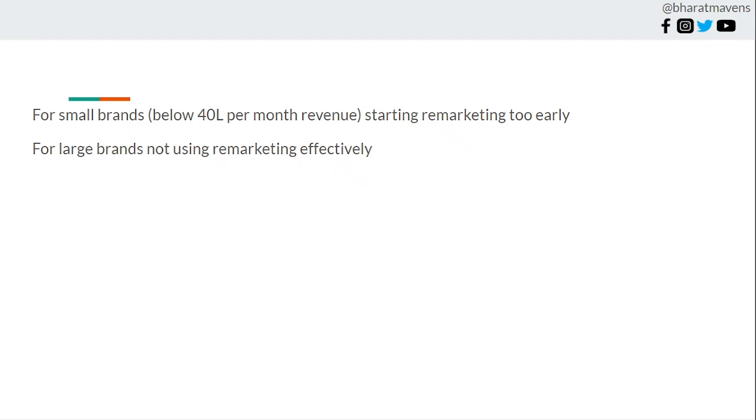But remarketing should still be a priority here, wherein a meaningful amount of attention should be given to what products to remarket to a particular audience, or how I can remarket better. For example, if they bought a face wash, can I remarket them a particular face mask? So all those intricacies come into play when you are a large brand, above 60, 70 lakh of revenue.